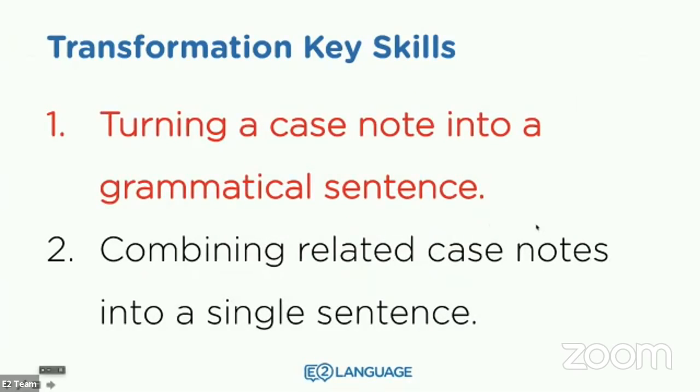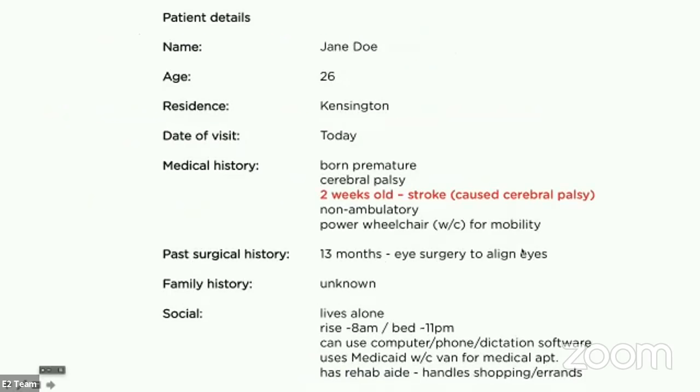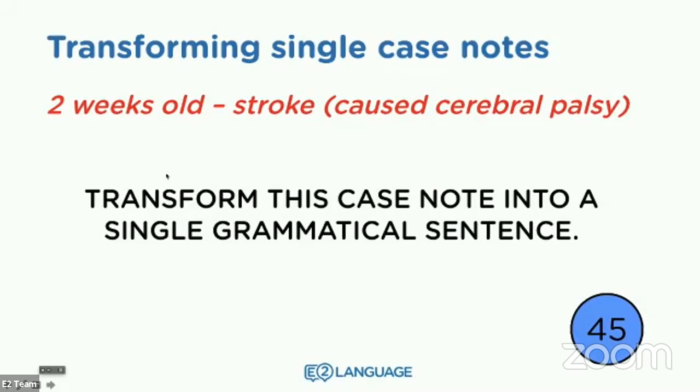Let's do this. Let's turn a single case note into a grammatical sentence. Let's take this one here: 2 weeks old, stroke, caused cerebral palsy. I want you to transform this case note into a single grammatical sentence. You have 45 seconds. Make this grammatical. Ready? Type it into the chat. Go.